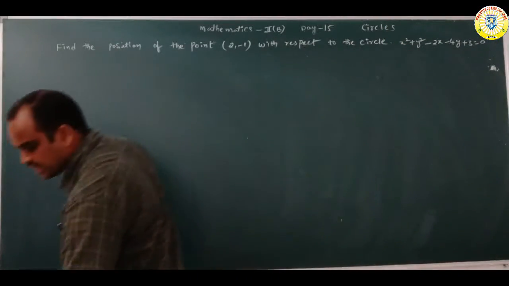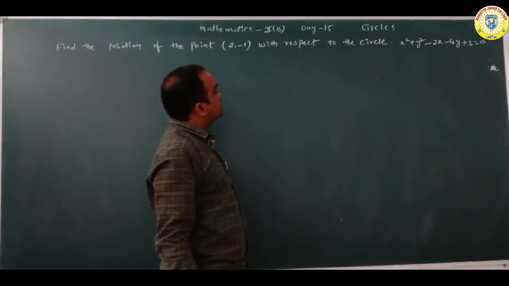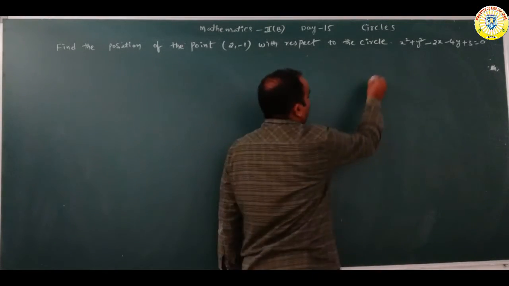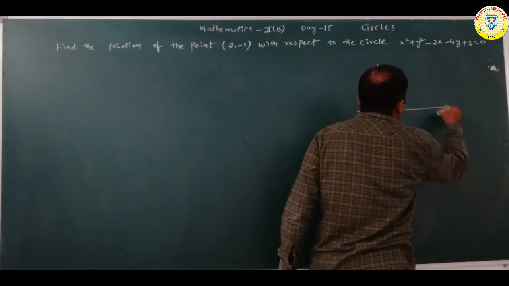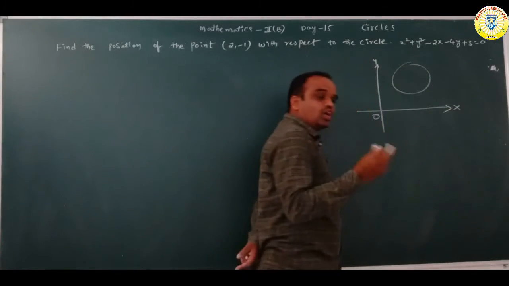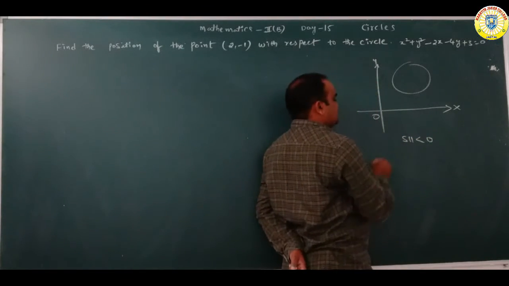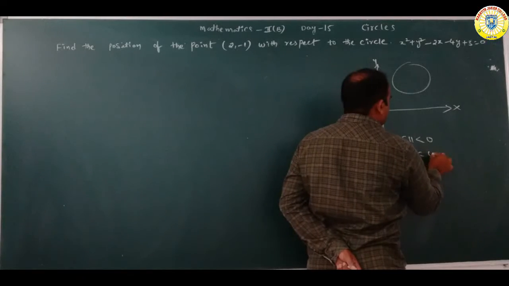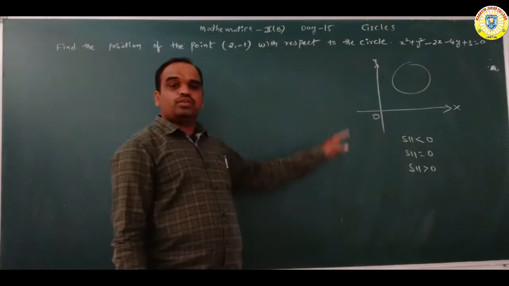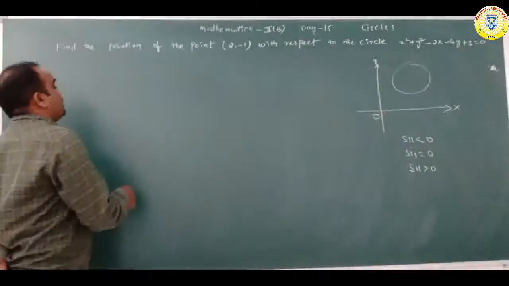Now we are taking one example problem. Find the position of the point (2, -1) with respect to the circle x square plus y square minus 2x minus 4y plus 3 equals 0. See here, this is the coordinate system, this is the origin, this is the x-axis, this is the y-axis, and this is the circle. We have three conditions: for an interior point of the circle, S11 is less than 0; for a point on the circle, S11 is equal to 0; for an exterior point of the circle, S11 is greater than 0. By using these three conditions, we can find whether the point is interior, exterior, or on the circle.